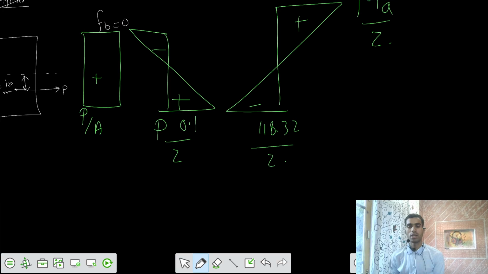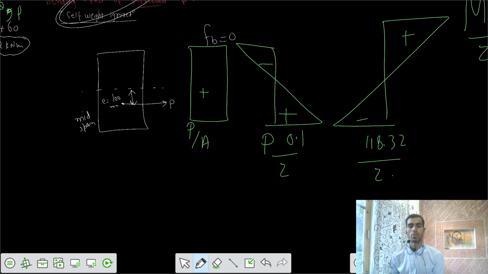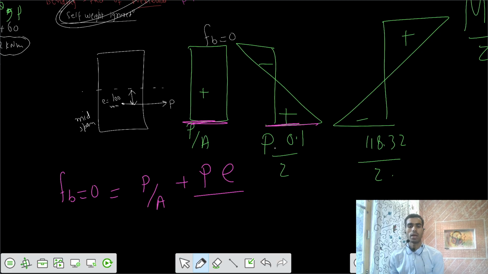And I'm saying that my stress should be equal to 0 at the bottom fiber. So at the bottom it should be equal to 0. That is equal to P by A plus P e by BD square by 6, and we have minus M by BD square by 6 equals 0.